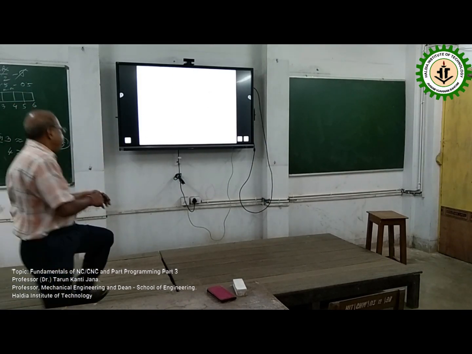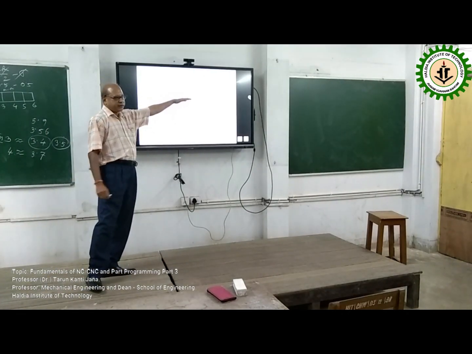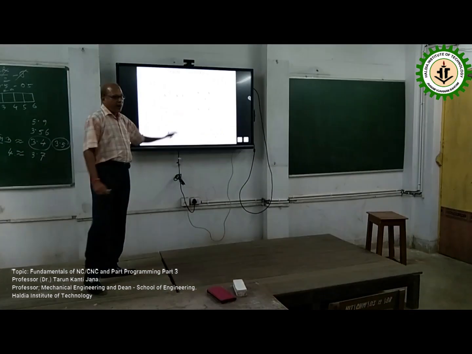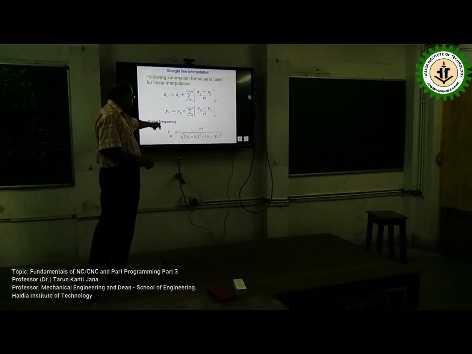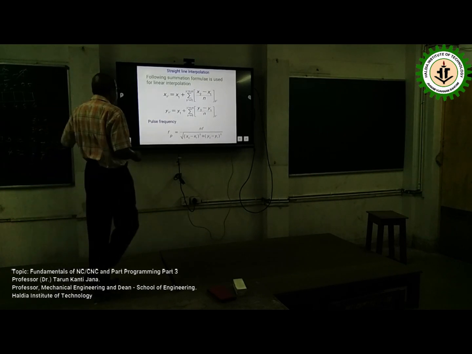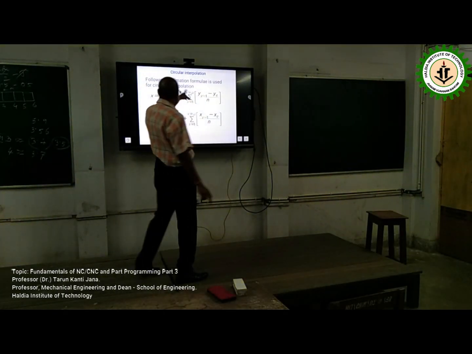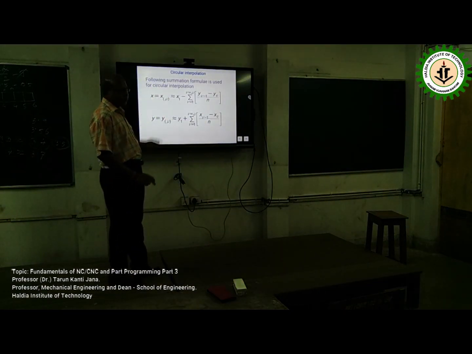So for x and y, there are two different relationships: one for the x-axis drive or control system, another for the y-axis. And this will be the corresponding pulse frequency. That is regarding straight line interpolation. Another similar type of formula is used for circular interpolation.